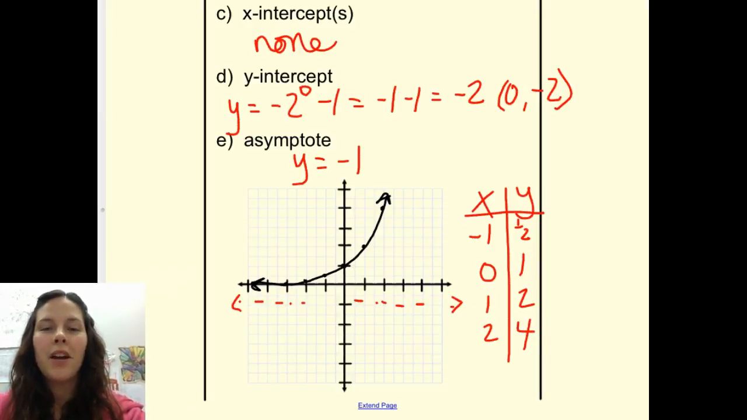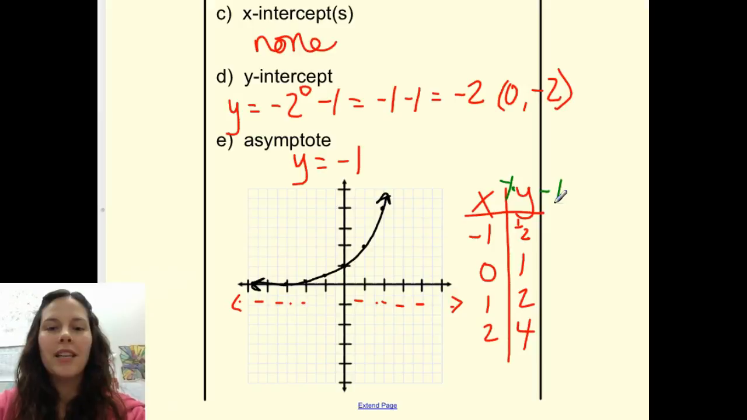This time we need to modify our y value twice. First of all, we're going to multiply it by a -1 for that reflection, and then we'll subtract 1. So order of operations, we'll multiply first and then subtract. So -1/2 minus 1 gives us the point -1, -3/2, or -1.5. We already know that our y-intercept is at 0, -2.